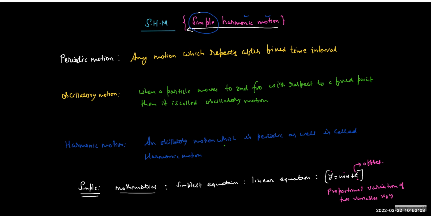So what we are trying to understand is that whenever there is a proportional variation of two variables, it is called simple. Now the big question is, what is x and what is y in simple harmonic motion? When we call the harmonic motion simple, which two variables must have the proportional relation? Tell me.